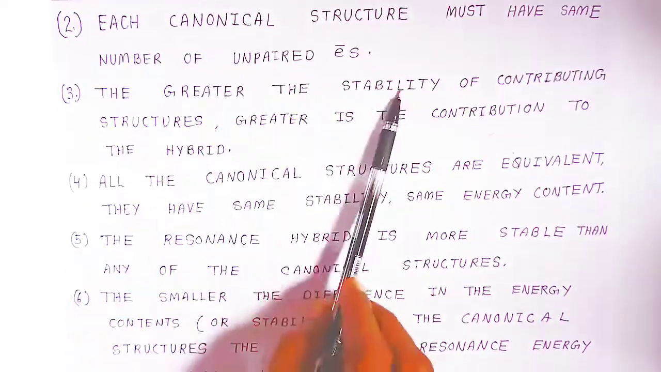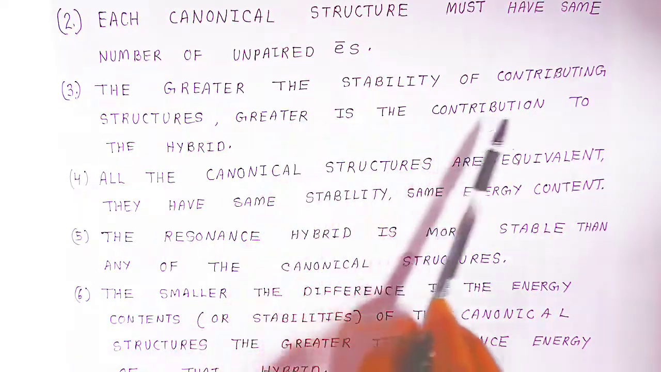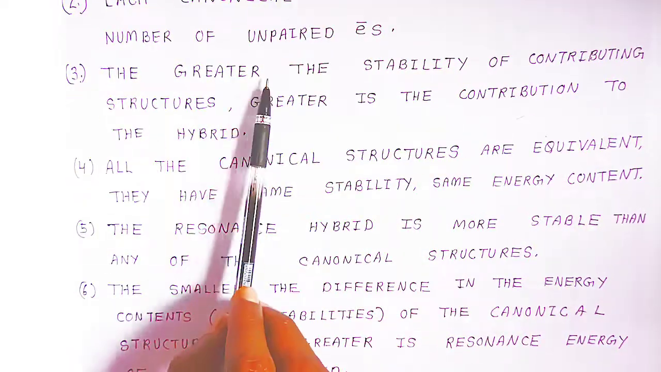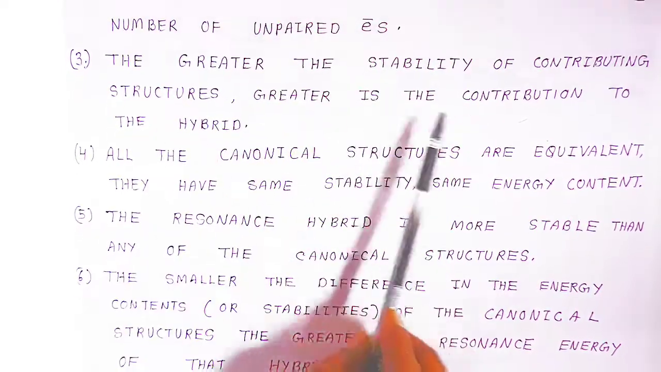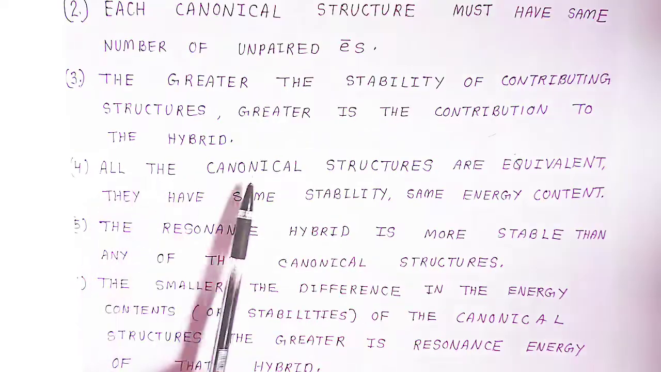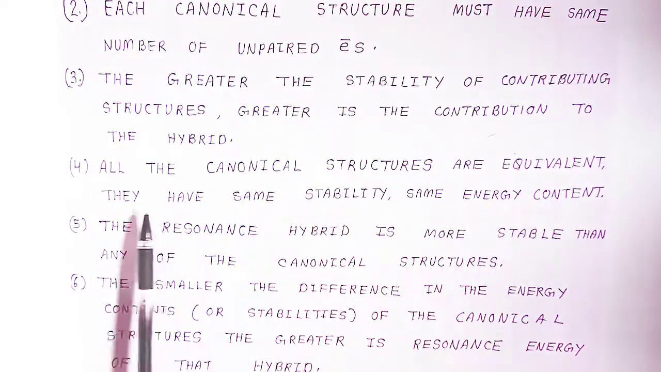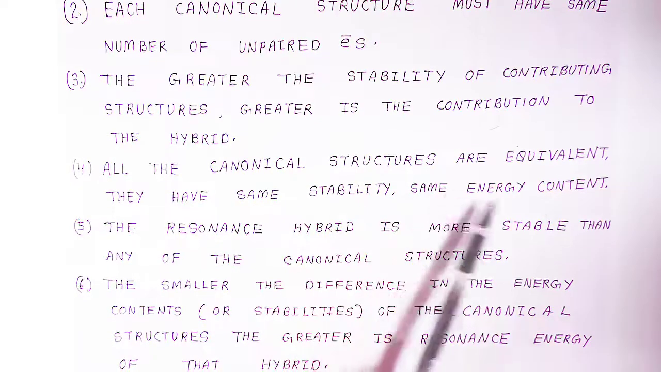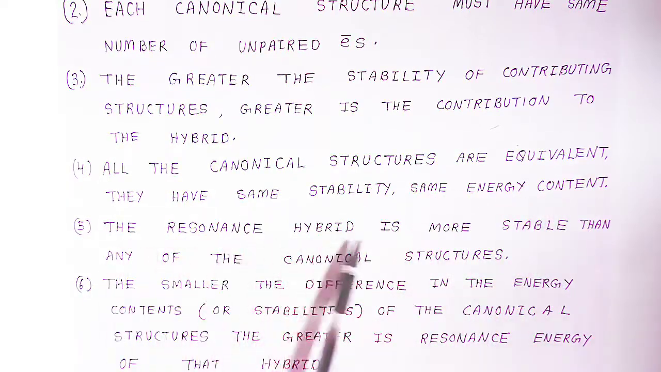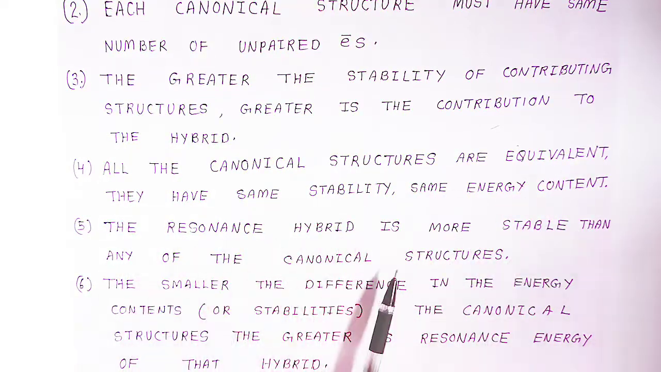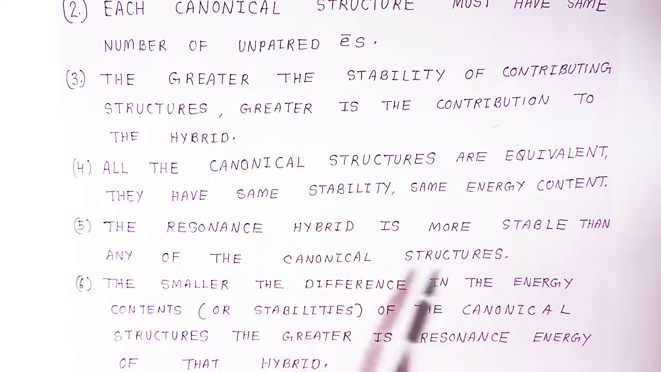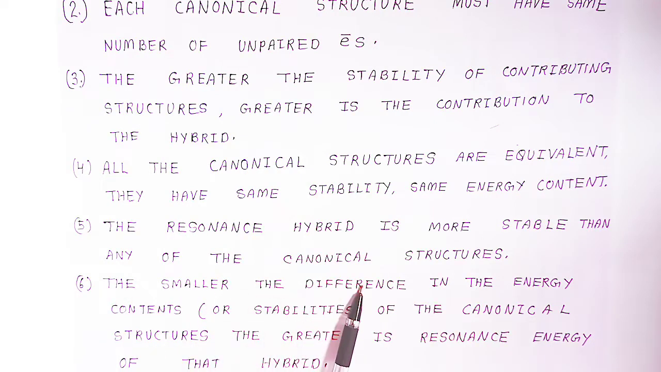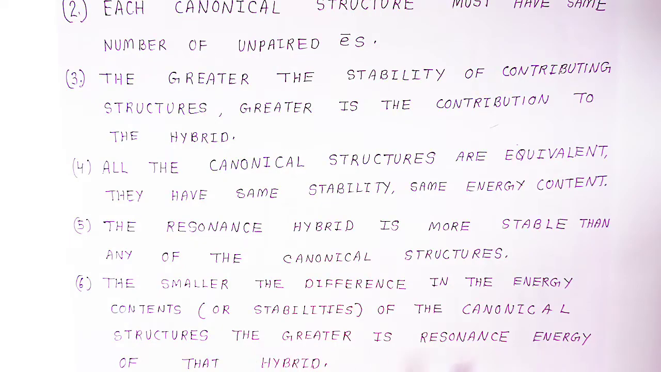The greater the stability of a contributing structure, the greater is its contribution to the hybrid. If you want the molecule to be more stable, there should be more resonance. If all the canonical structures are equivalent, they have the same stability and the same energy content. The resonance hybrid is more stable than any of the canonical structures. The smaller the difference in the energy content or stability of the canonical structures, the greater is the resonance energy of that hybrid.